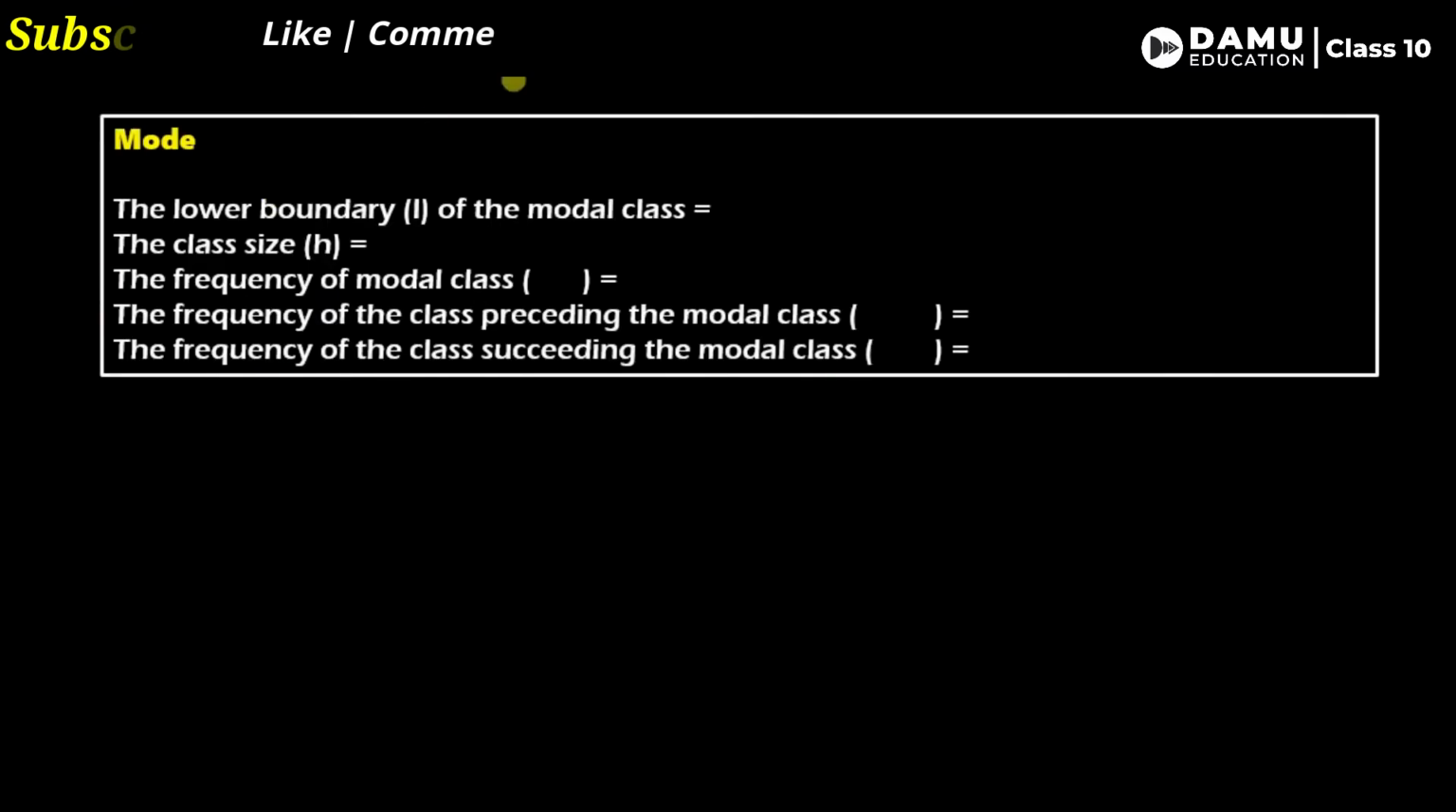So let's find it and write this down. As we know, 30 to 35 is the modal class, and l is the lower boundary of the modal class, that is 30. h we calculated as 5, and the frequency of the modal class, f1, is 10. From the table, the frequency of the preceding class, f0, is 9, and the frequency of the succeeding class, f2, is 3.